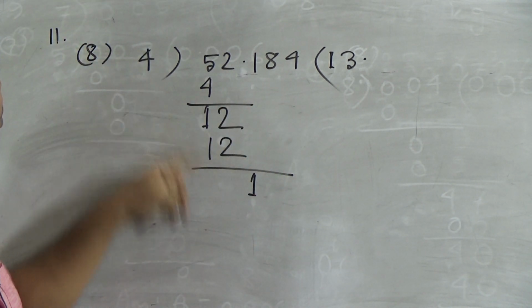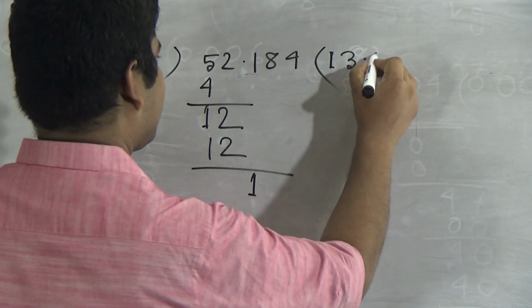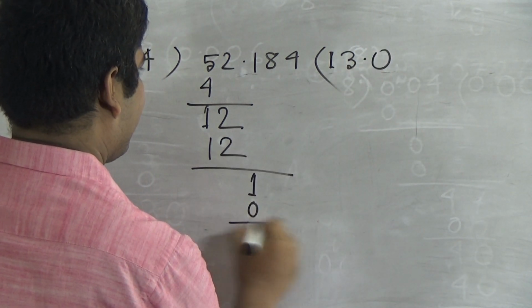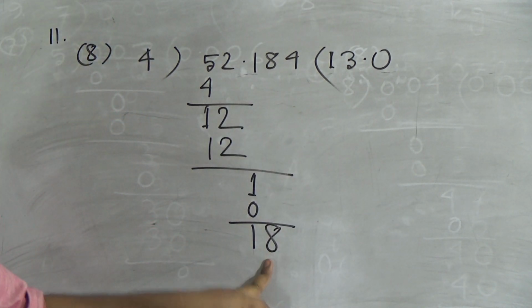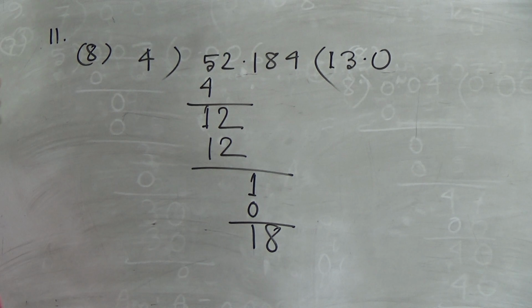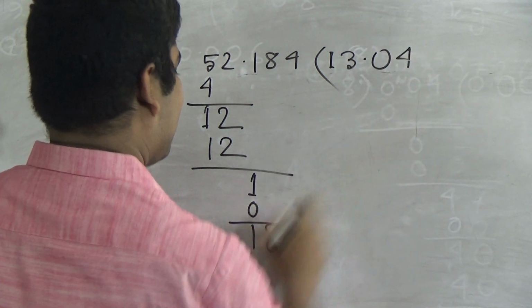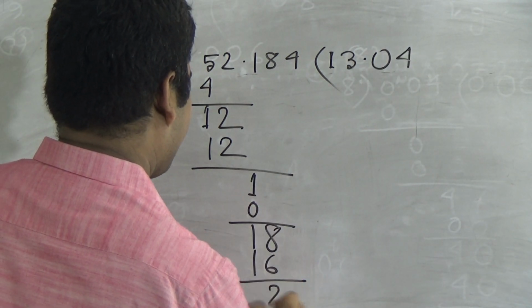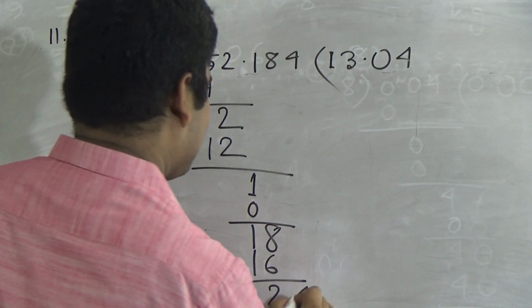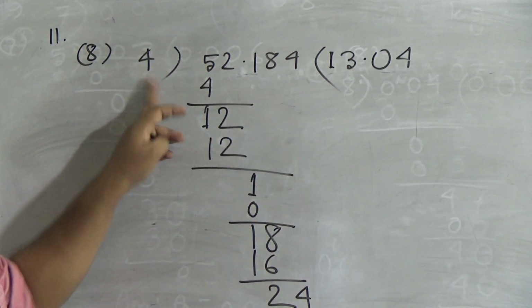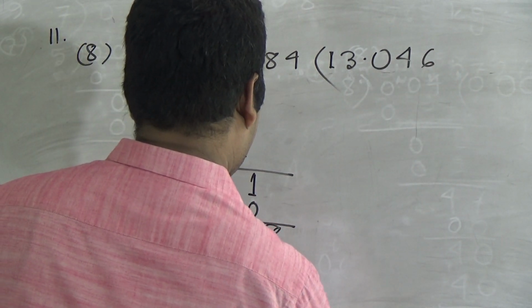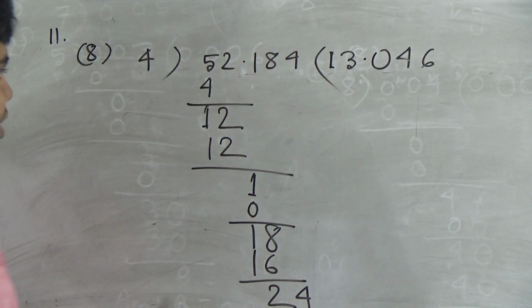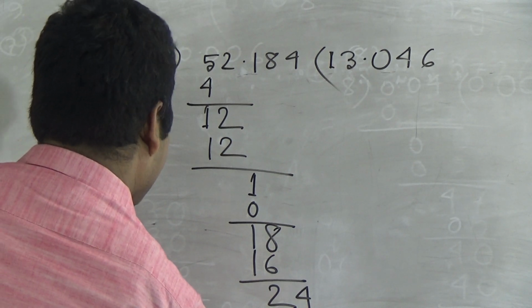In 1, 4 goes in 0 times, that means 4 zeros are 0, and we subtract and this 8 is placed here. In 18, 4 goes in how many times? 4 goes in 4 times, 4 4s are 16, we subtract and we get 2, and this 4 is placed here. In 24, 4 goes in 6 times, 4 6s are 24. Okay, my dear student, this is the answer.